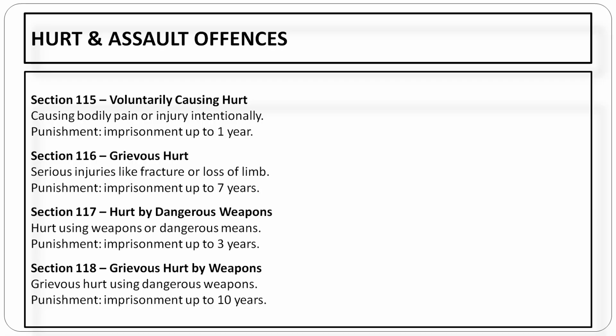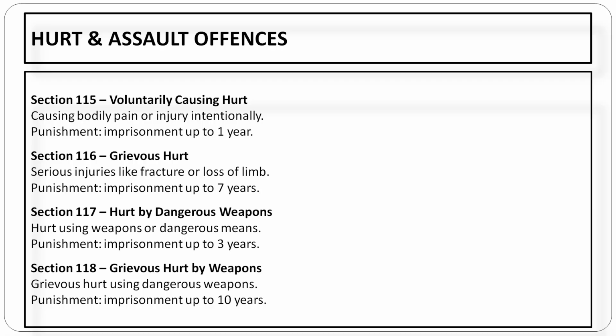Section 117 deals with causing hurt by dangerous weapon. It applies when hurt is caused using weapons or harmful means like knives or fire. The use of a dangerous weapon increases the seriousness of the offense. Even if the injury is not grievous, the method matters. The law aims to prevent violent acts. The punishment can be imprisonment up to 3 years.